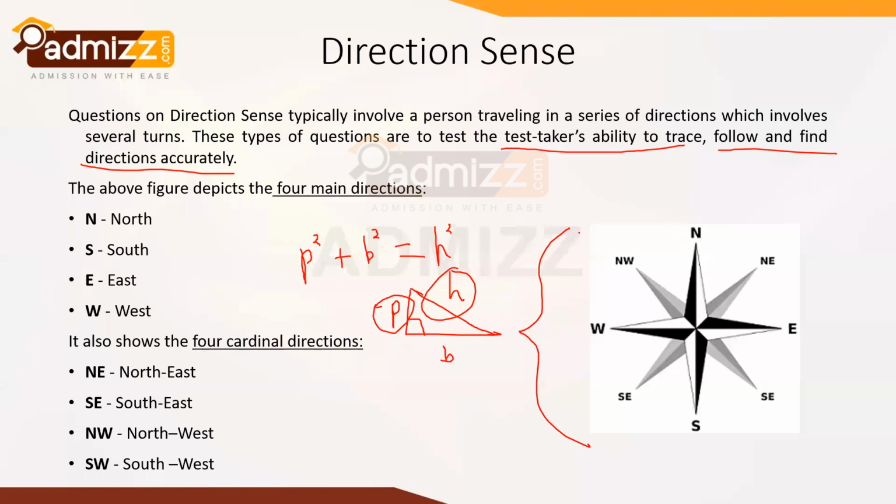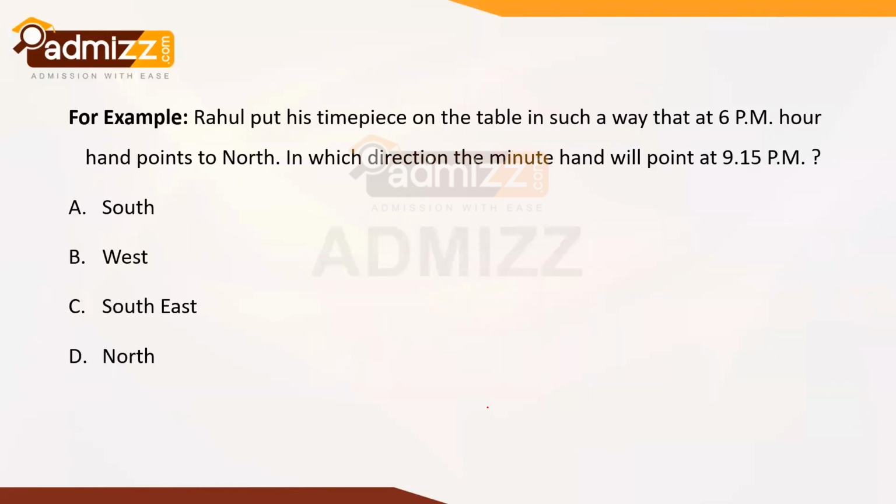But besides that, all you need to know is this particular figure as well. Directions: north is here, west is here, east here, south here. Northwest is between north and west. Northeast likewise, southeast likewise. This is southeast, this is southwest, sorry. Hopefully everyone's clear on this. So let's move on to practice problems.